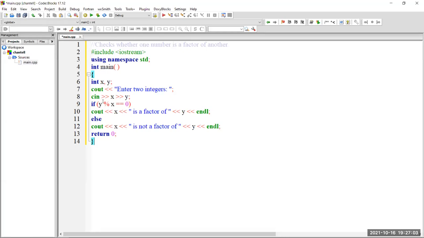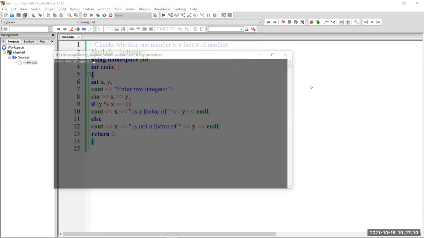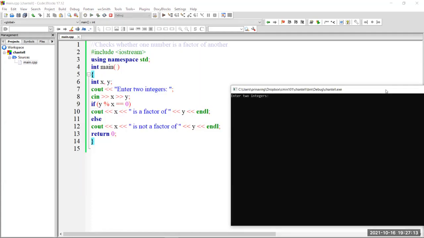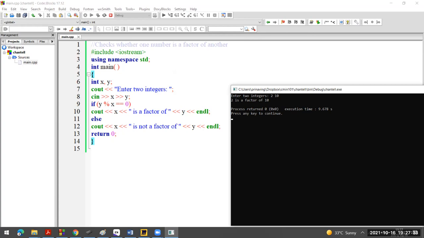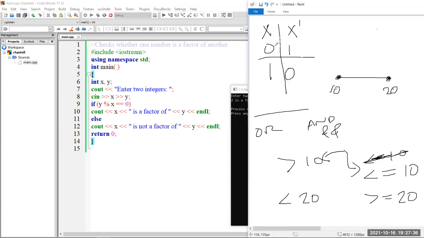Let's compile it. There's this modulus symbol. Compile it. Let's run it. It says enter two integers because I want to find out whether one is a factor of another. Let's put down 2 and 10. 2 is a factor of 10. Yay! And you see the Boolean operation that takes place over here. That means 10 modulus 2, is it equal to 0? Remember I drew this diagram in the not. That means it is true.